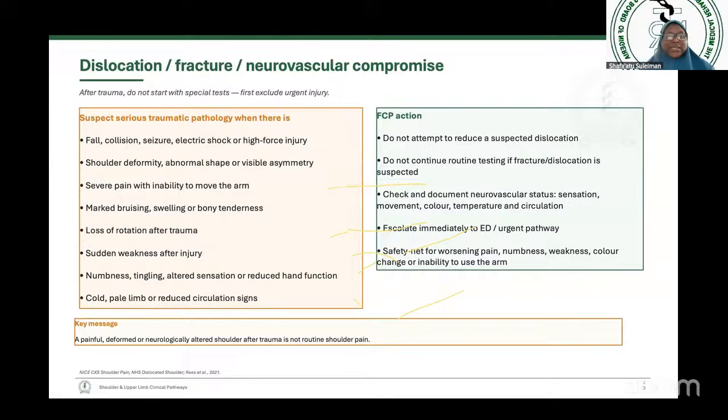reduced circulation signs. So the action for the FCP is not to attempt to reduce a suspected dislocation, not to continue any routine testing if fracture or dislocation is suspected, and to check and document neurovascular status. The sensation, the movement, the color, the temperature, and the circulation should all be well documented, and then we escalate immediately to the emergency or urgent pathway.